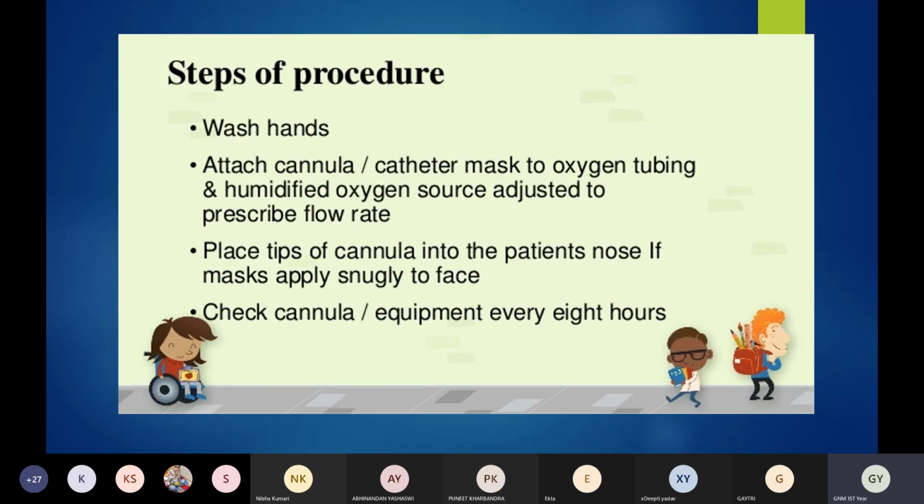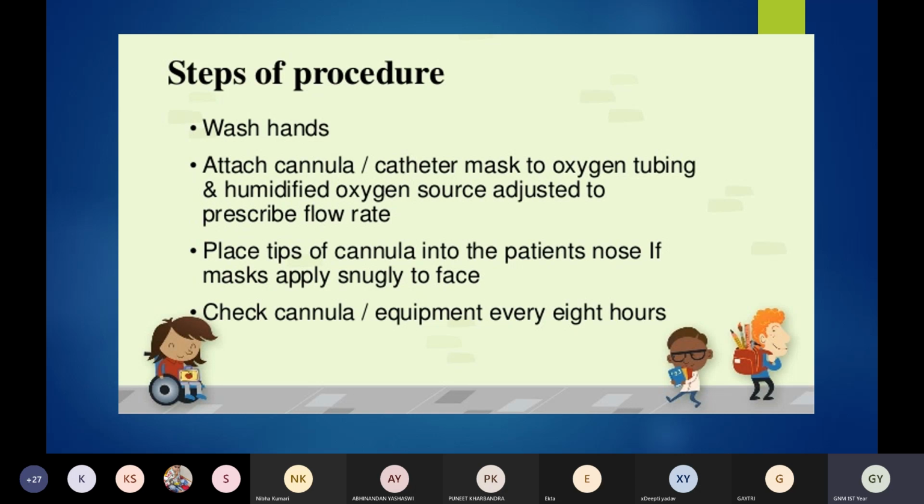Then what is the procedure? Steps of procedure. First step, wash hands. You have to maintain hand hygiene. Okay, follow all the steps of hand hygiene, the medical hand washing steps. Okay, I have taught you. So you have to perform the hand washing steps.